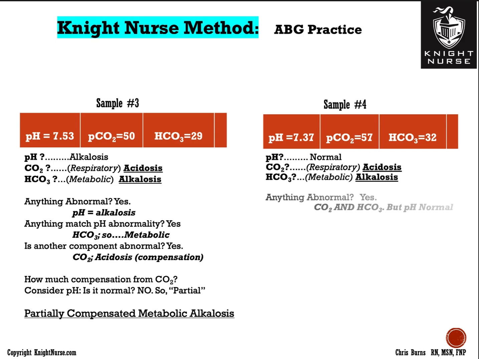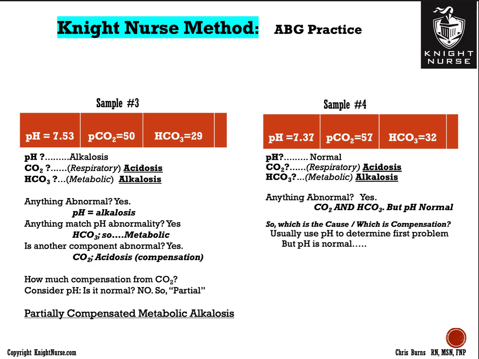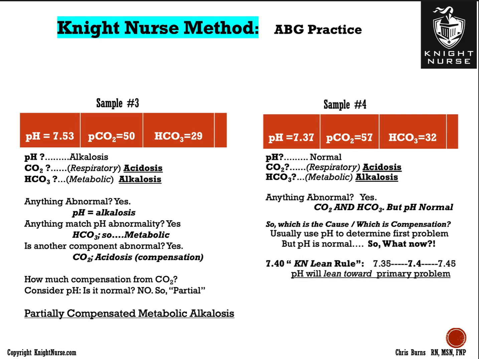Okay, so is anything abnormal? Yes. We usually use the pH to name it, and the problem here is our pH is normal. So we know CO2 is moving in the acidosis direction. We have high CO2 acid, and we know bicarb is high. So something messed up and the other thing fixed it. Right? So what are we supposed to do with that? Well, this is where you can use the lean rule. We have to find out which problem came first. That's how we name it.